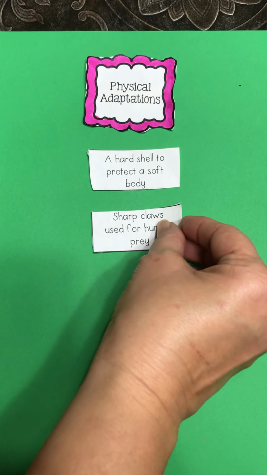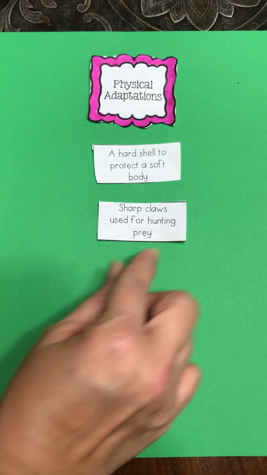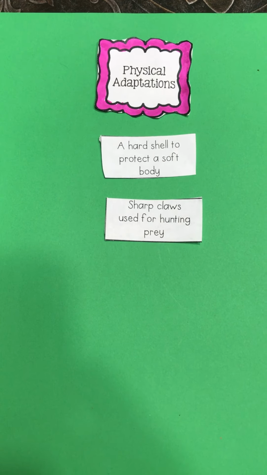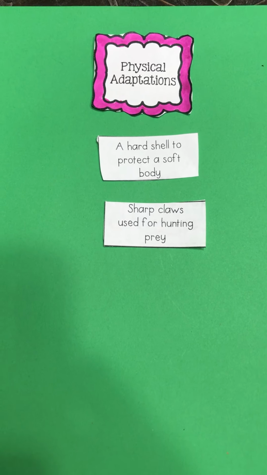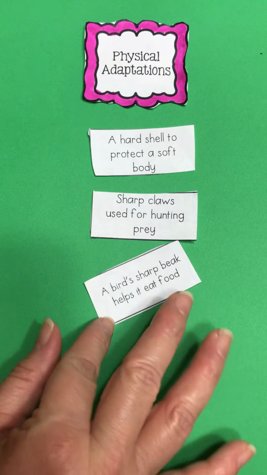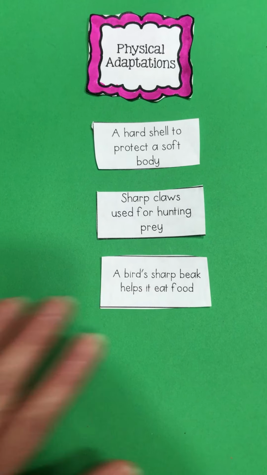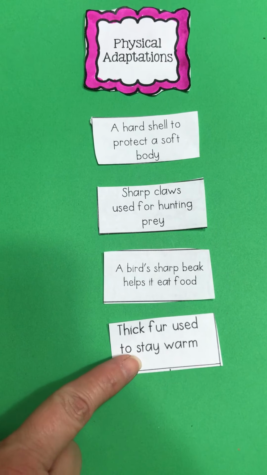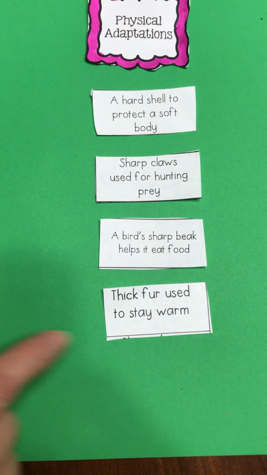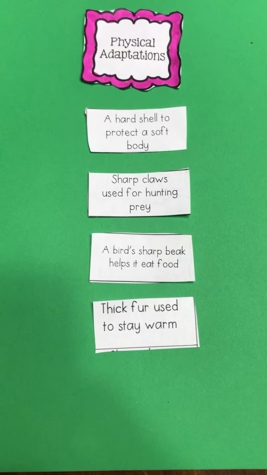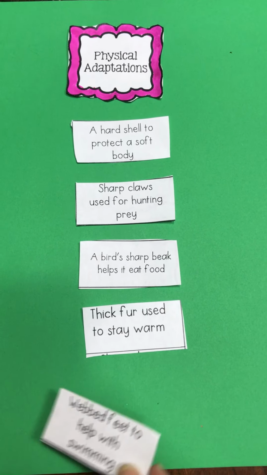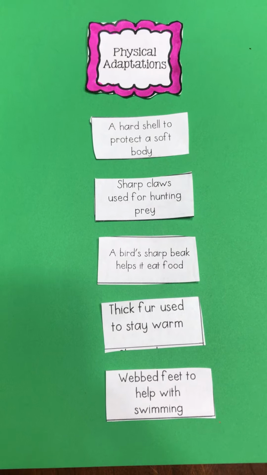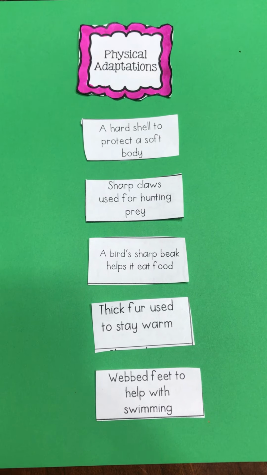How about this physical adaptation? Sharp claws used for hunting prey. Well, we just saw a picture of an eagle. We know that it uses its claws or talons to help it get its prey. A bird's sharp beak helps it to eat food. We talked about that also. Thick fur used to stay warm. There are several animals that have thick fur to help them stay warm, like a bear. Bears have thick fur to help them stay warm in the cold weather. And we also talked about animals that have webbed feet to help with swimming. So these are just additional physical adaptations of animals.